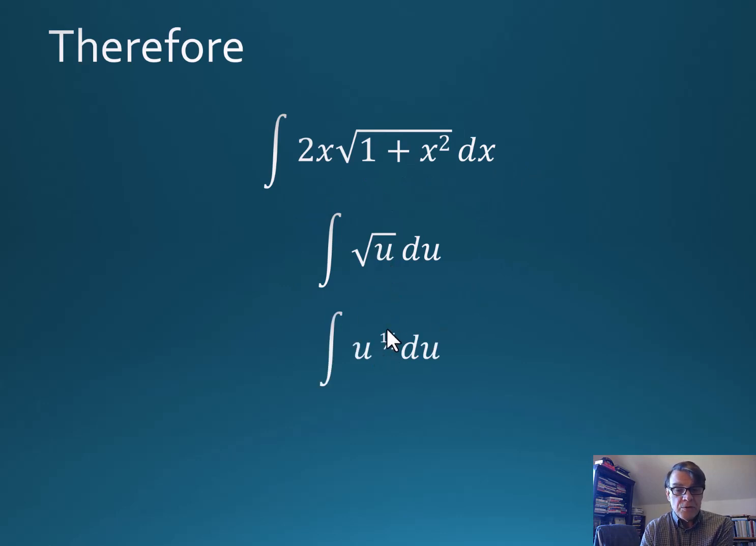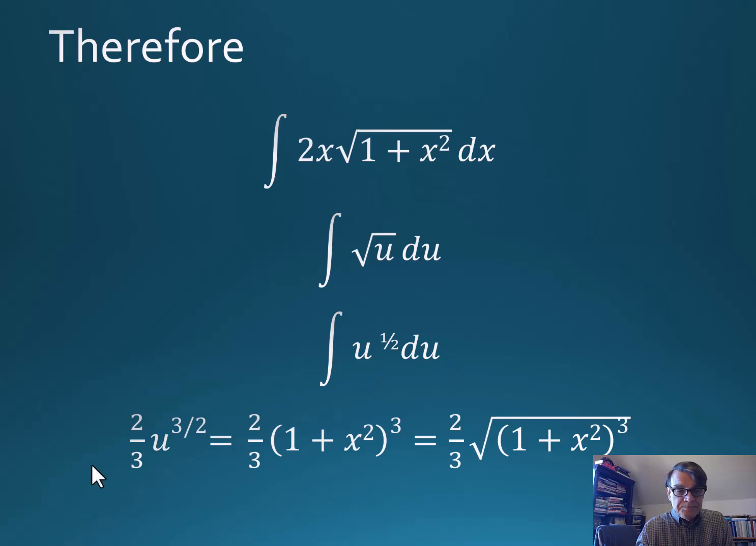So let's put it into this form. The square root of anything is the same as that thing raised to a half power, right? So it's the integral of u to the 1/2 power du. Well, this is a simple integral of a power. I know how to do this. It's going to basically be 2/3 u to the 3/2 power. I hope you don't mind me putting it all on the same line.